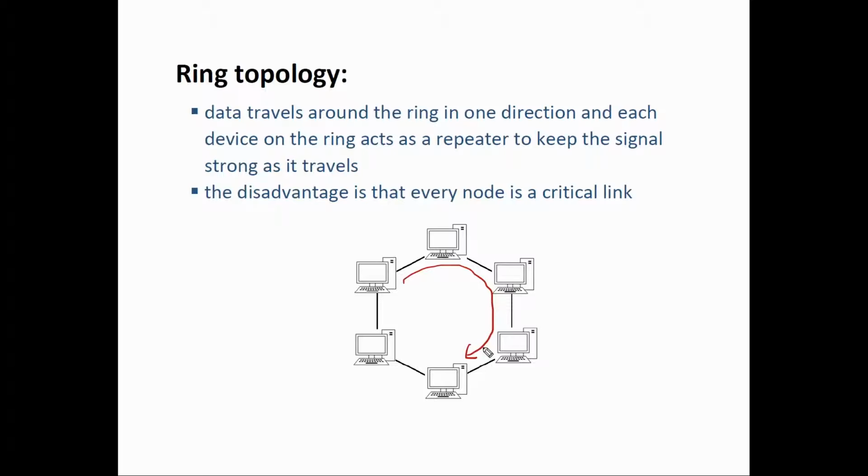each device on the ring acts as a repeater to keep the signal strong as it travels. Each device incorporates a receiver for the incoming signal and a transmitter to send the data to the next device in the ring. The network is dependent on the ability of the signal to travel around the ring. When a device sends data, it must travel through each device on the ring until it reaches the intended destination. The main disadvantage of the ring topology is the fact that every node is a critical link.